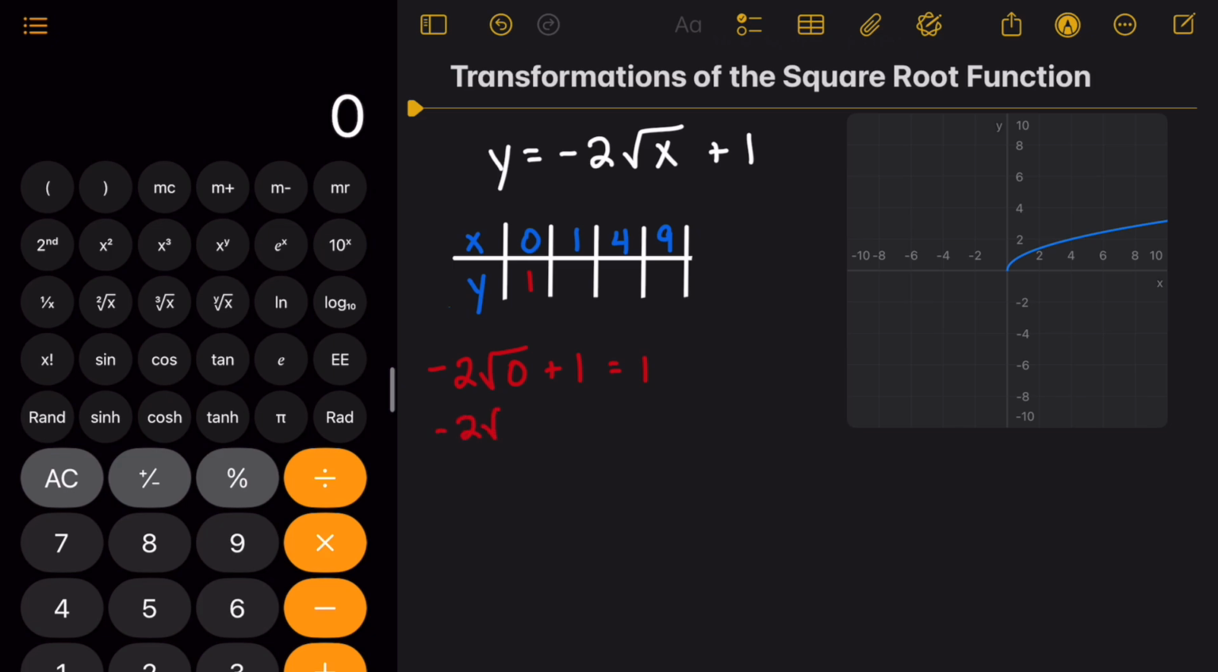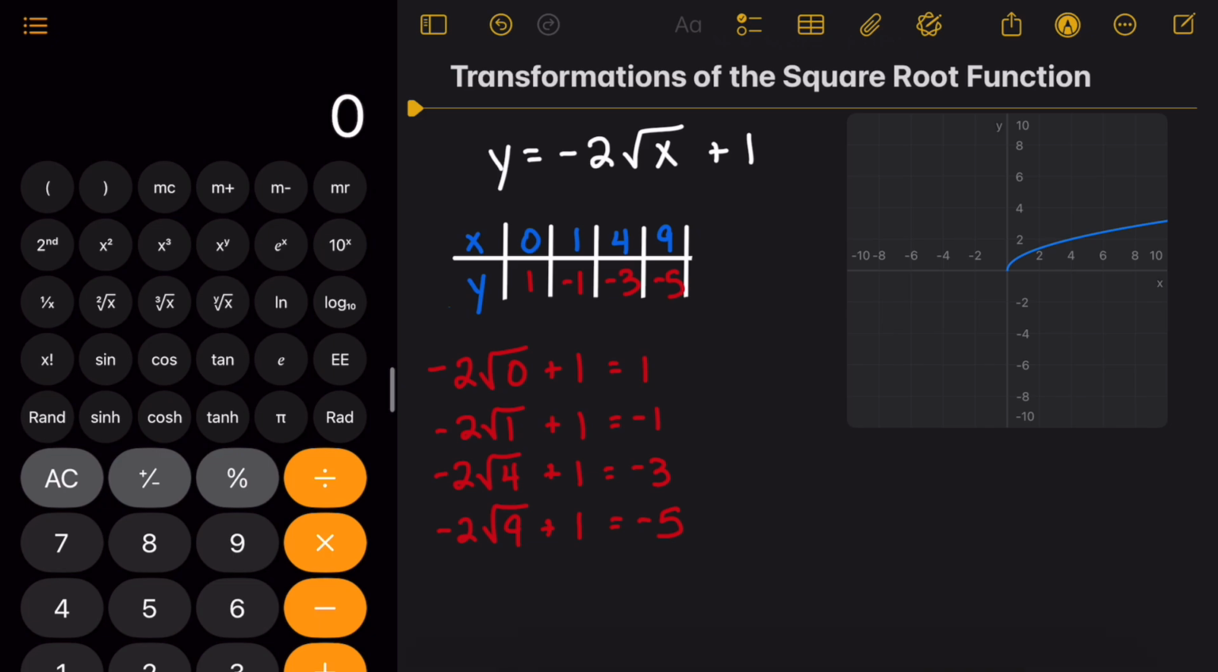Then we'll have -2 times the square root of 1 plus 1. -2 root 1 is -2, and -2 plus 1 is -1. Next, we'll plug in 4. So -2 times the square root of 4 is -4, and -4 plus 1 is -3. And then finally, we'll do the x value of 9. So -2 times the square root of 9 plus 1 is -5.